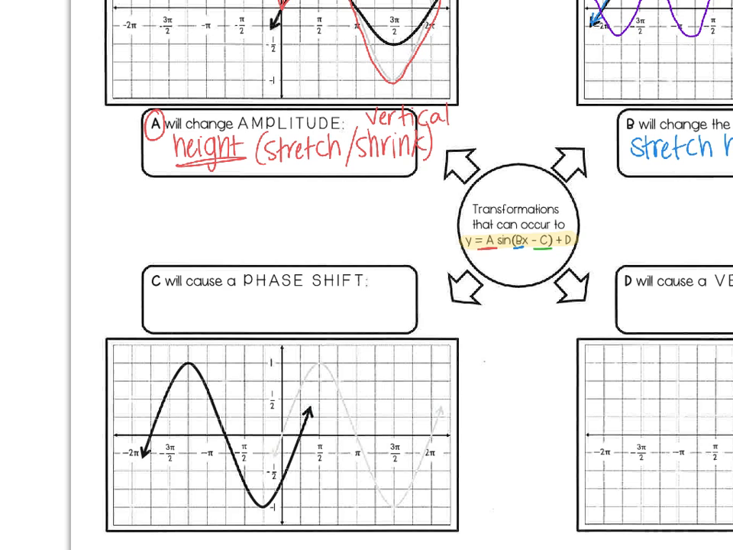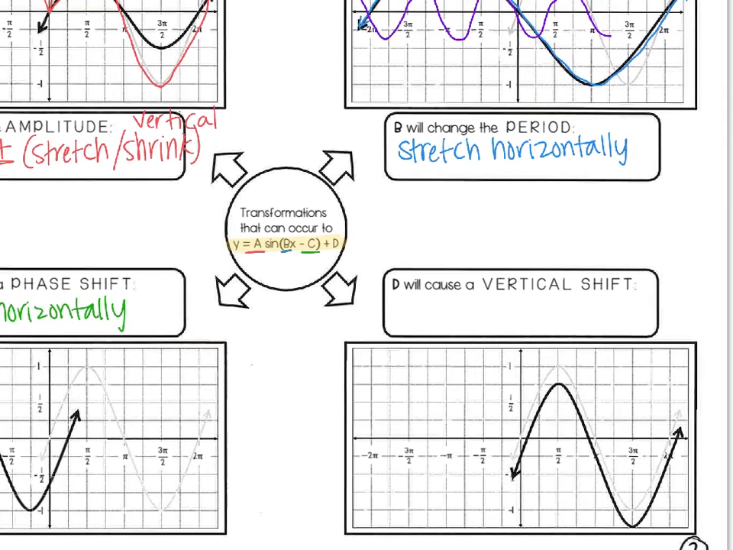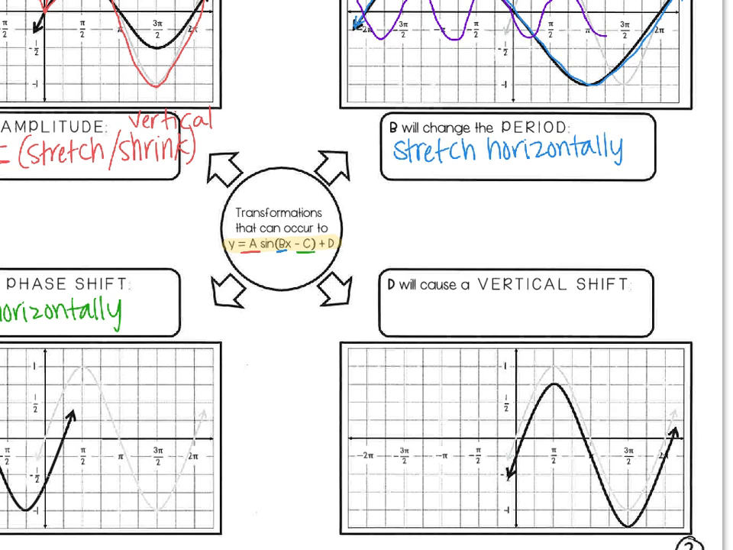C is called a phase shift, and it's going to determine where our function sort of starts, but it's going to shift the function horizontally. And we'll talk about how to do that in more depth later. Finally, D is going to cause a vertical shift. It will tell us our midline of our function, or of the graph. If D is positive, our midline will shift up. If D is negative, our midline will shift down.